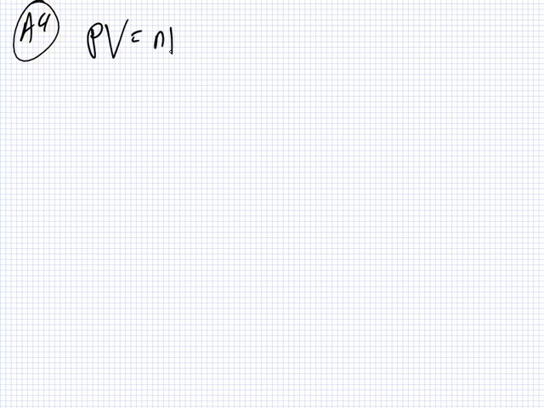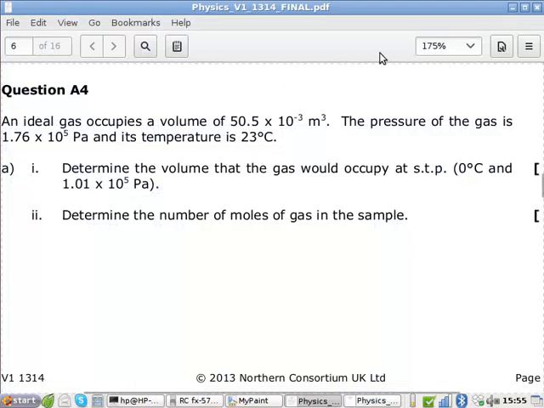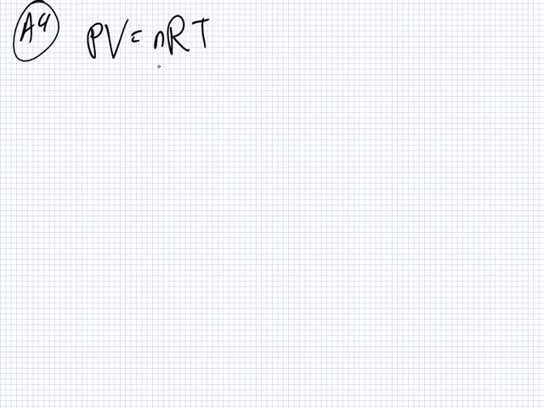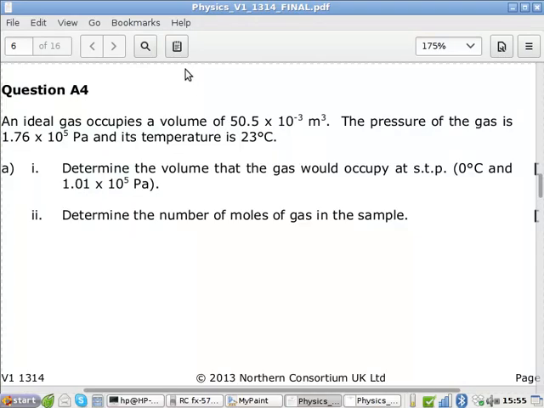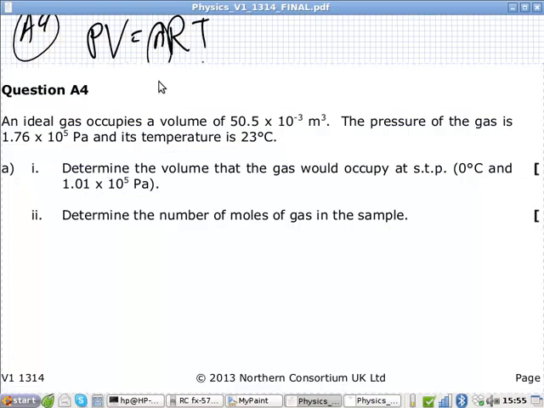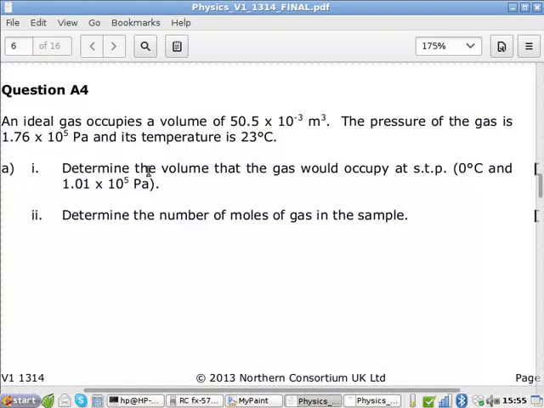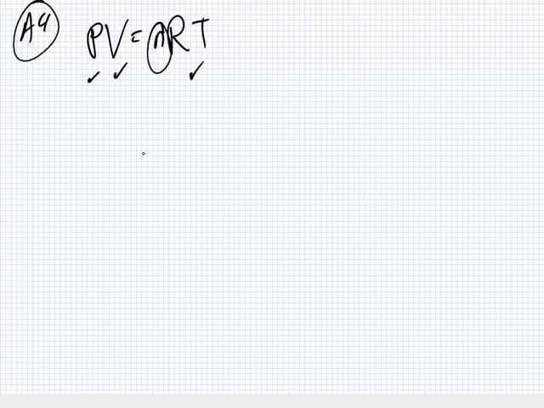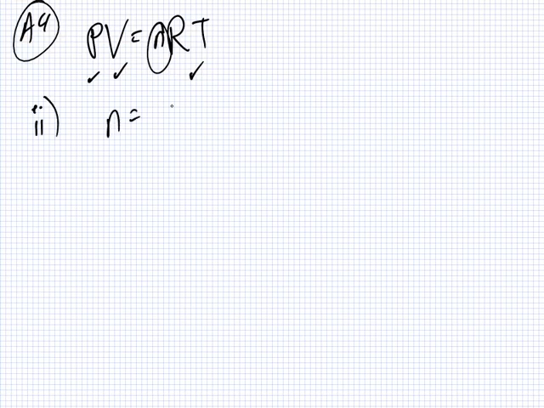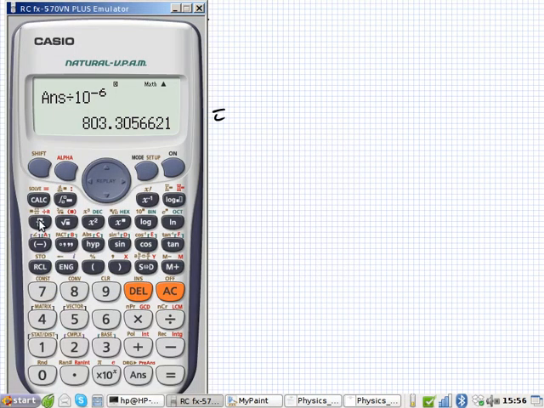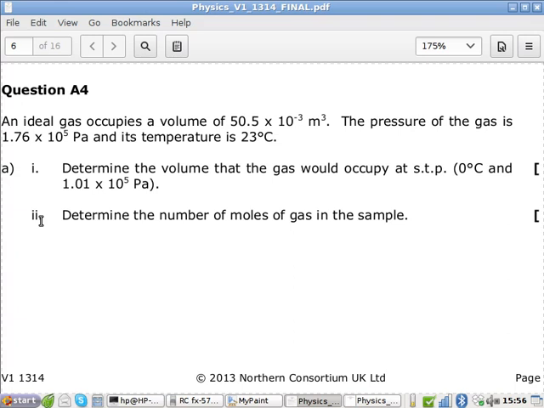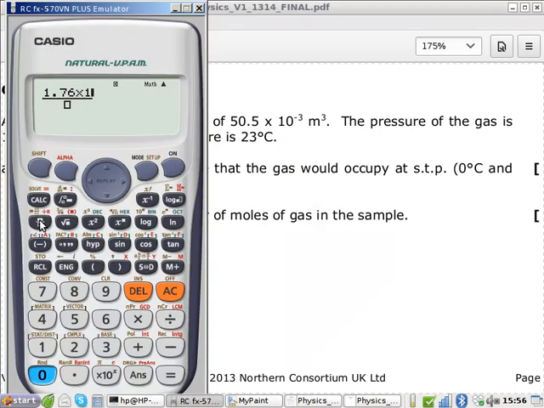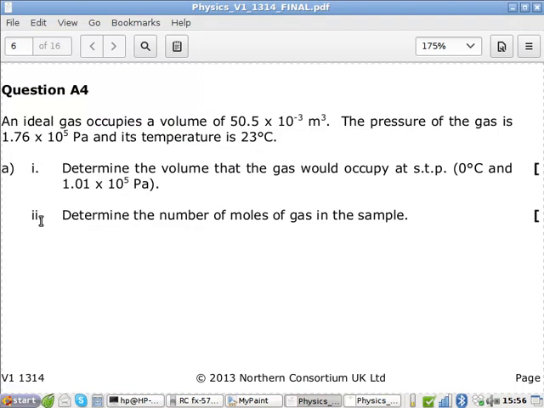PV equals nRT. Now, what do we know? We know it occupies this volume and this pressure and this temperature. So actually we can work out n. We need to know that because they want the volume in a different situation. This is an example where doing the second part first works better. So n equals PV divided by RT. P is 1.76 times 10 to the 5 pascals. PV is 50.5 times 10 to the minus 3.